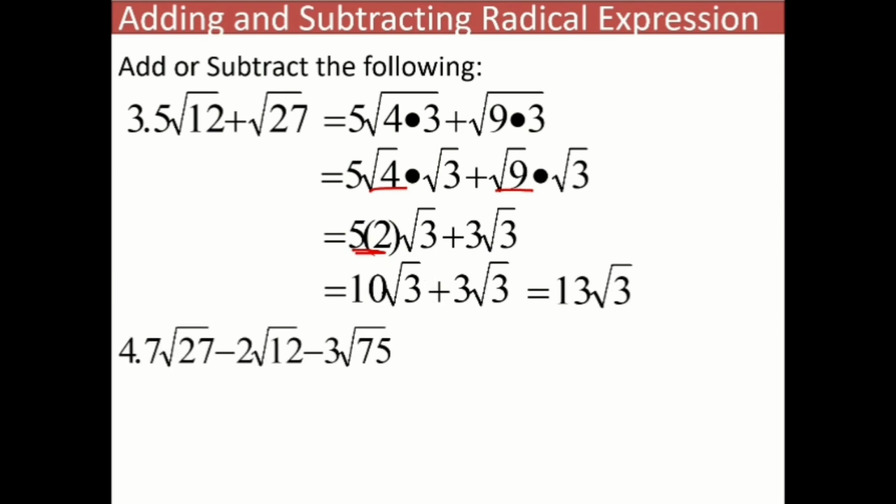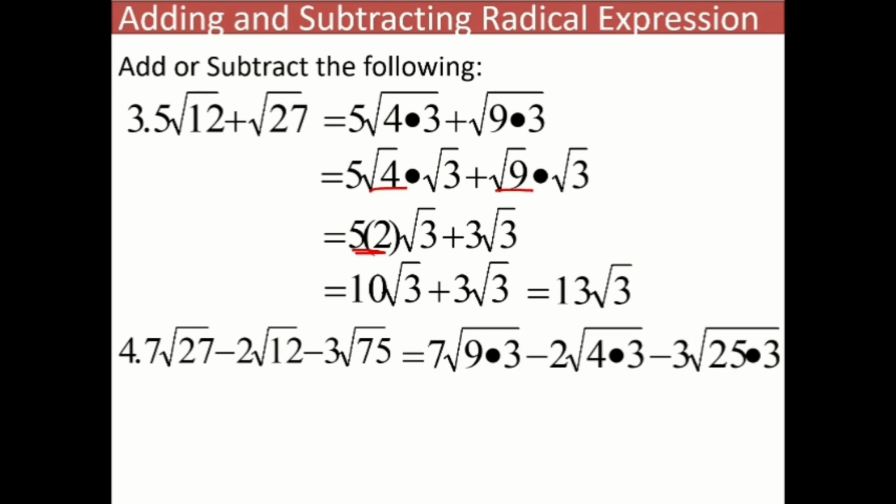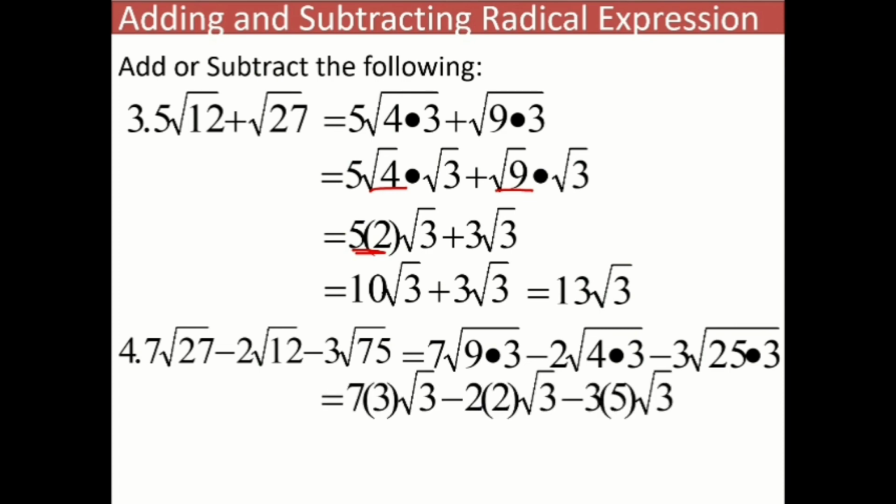Let's have our last example, number 4. So we have 7 square root of 27 minus 2 square root of 12 minus 3 square root of 75. So for number 4, that's the same as 7 square root of 9 times 3 minus 2 square root of 4 times 3 minus 3 square root of 25 times 3. Then applying the product rule for radicals, that's now 7 times 3 square root of 3 minus 2 times 2 square root of 3 minus 3 times 5 square root of 3.